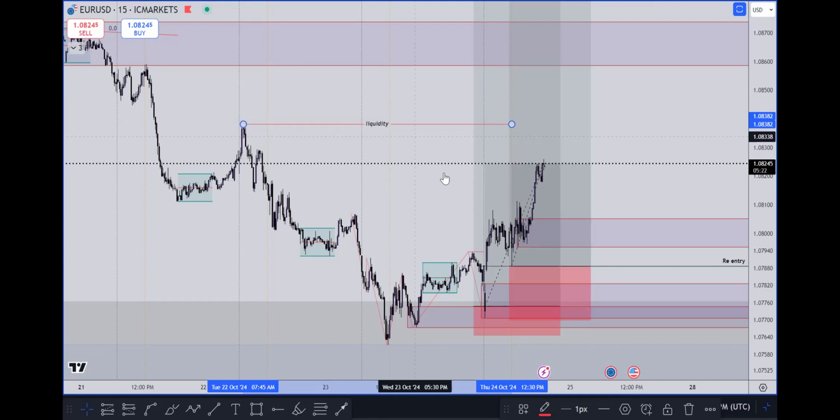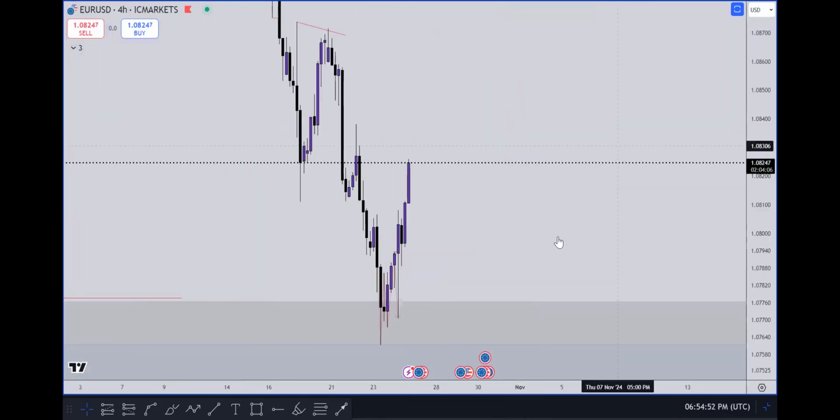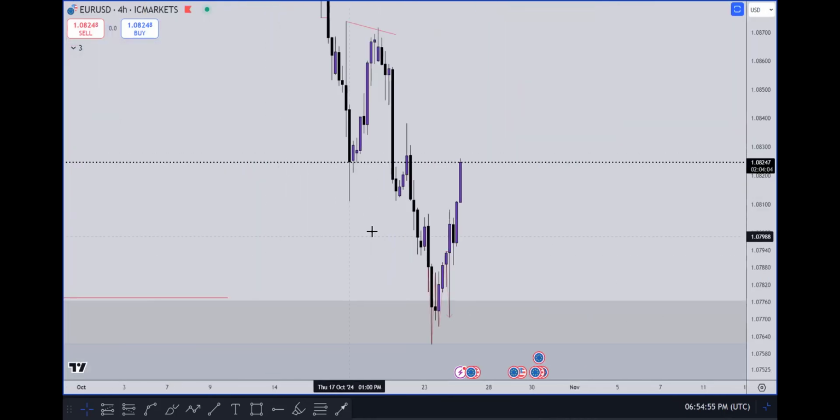So sometimes don't pay too much attention to the terminologies, man. Just understand that there's internal structure, there's external structure, okay? Internal range liquidity is liquidity coming from the internal structure of the market. Of course, when I go back to the 4-hour time frame, that liquidity basically disappears. You can't see that liquidity, all right, on the 4-hour time frame.